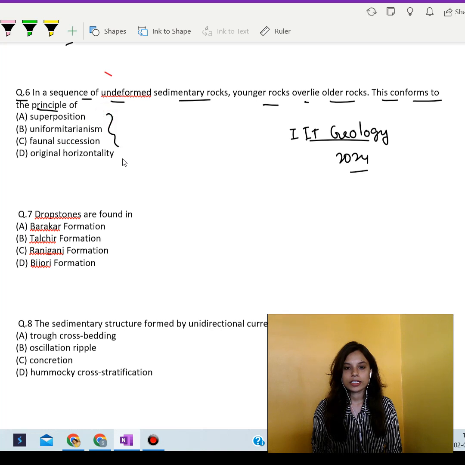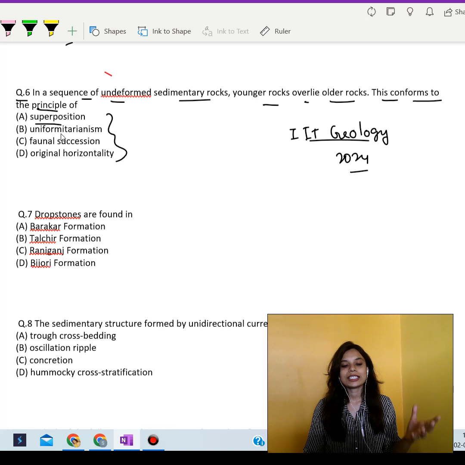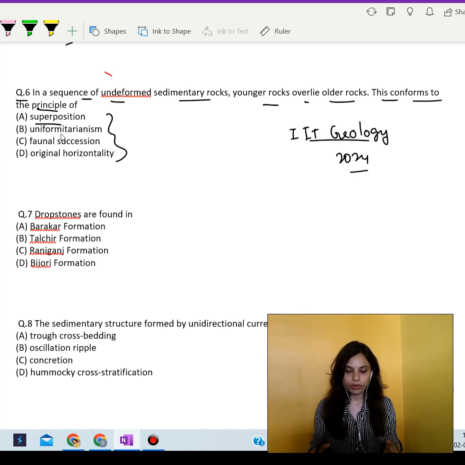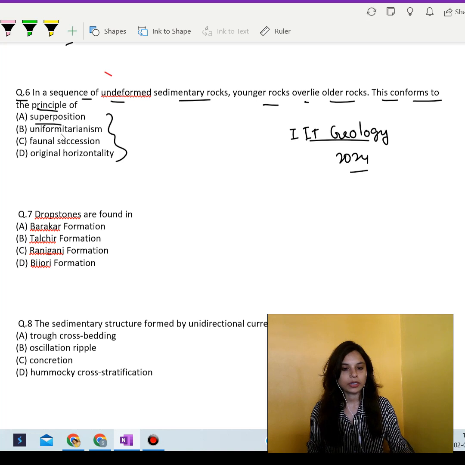Let's discuss these options one by one, starting with the superposition. Superposition, this option correctly describes the principle which is described in the question above. It states that in an undisturbed sequence of sedimentary rocks, each layer is younger than the one beneath it and is older than the one above it. Okay, so that's what superposition is all about.